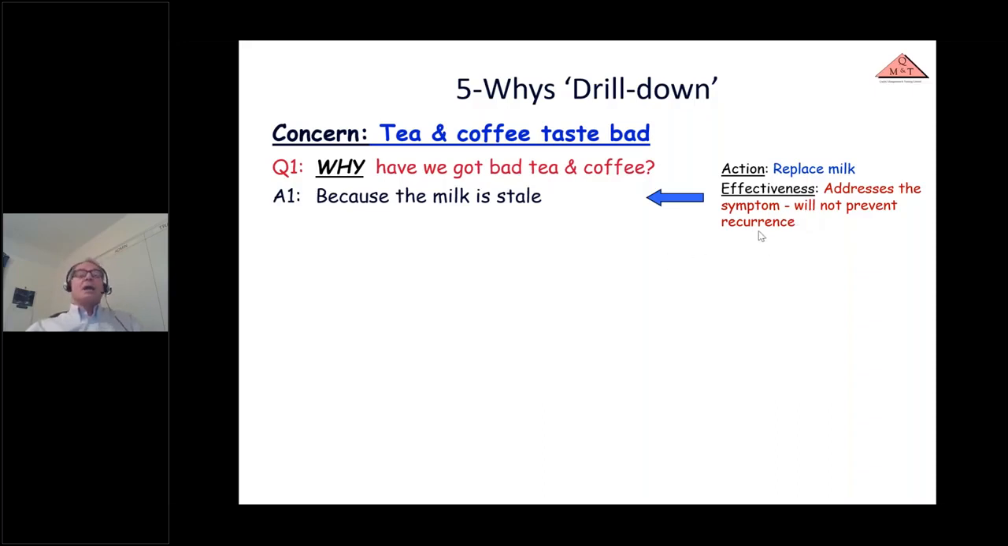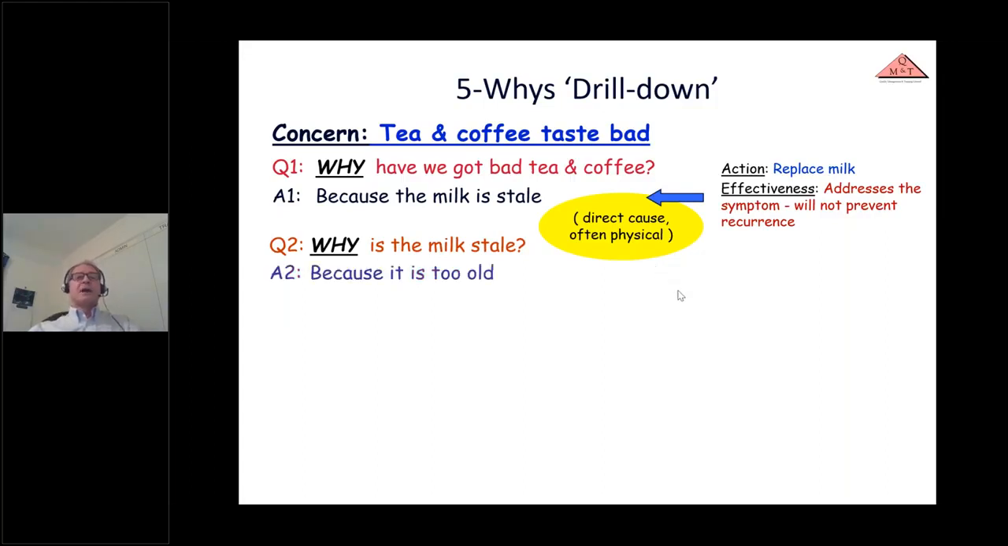It's also worth noting that this is a direct cause, and a direct cause is often physical. It doesn't have to be, but often it is. The team will now ask the next level of question. Why is the milk stale? It has to be answered with a fact. They have to investigate and find out why. Supposing that they find that the milk is too old, it's past its expiry date.